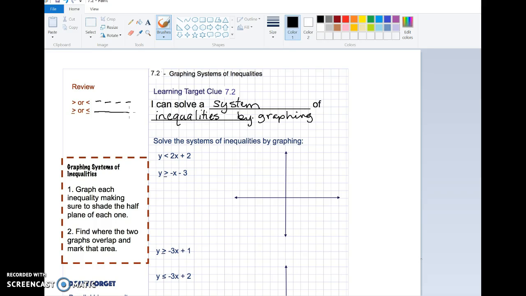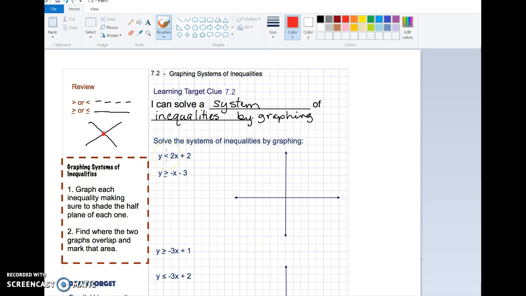Now, the way that we graph a system of inequalities is we basically do it the same way we do with systems of equations. We look for an intersection. The difference is that with a system of equations, the intersection is 1 point. But with a system of inequalities, it's going to be a whole area. Remember that it's an entire half plane that gets shaded. So we're going to graph two inequalities. We're going to see where their shadings overlap, and that's going to be our solution. All right, let's go ahead and get started.